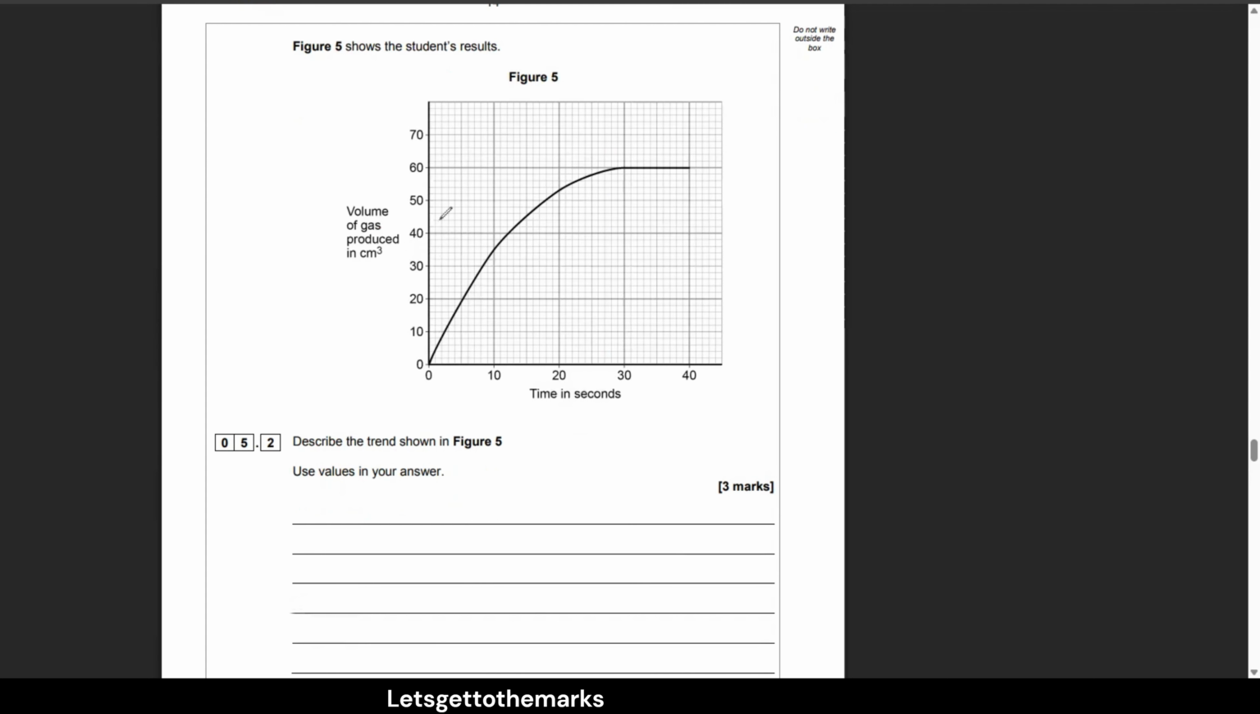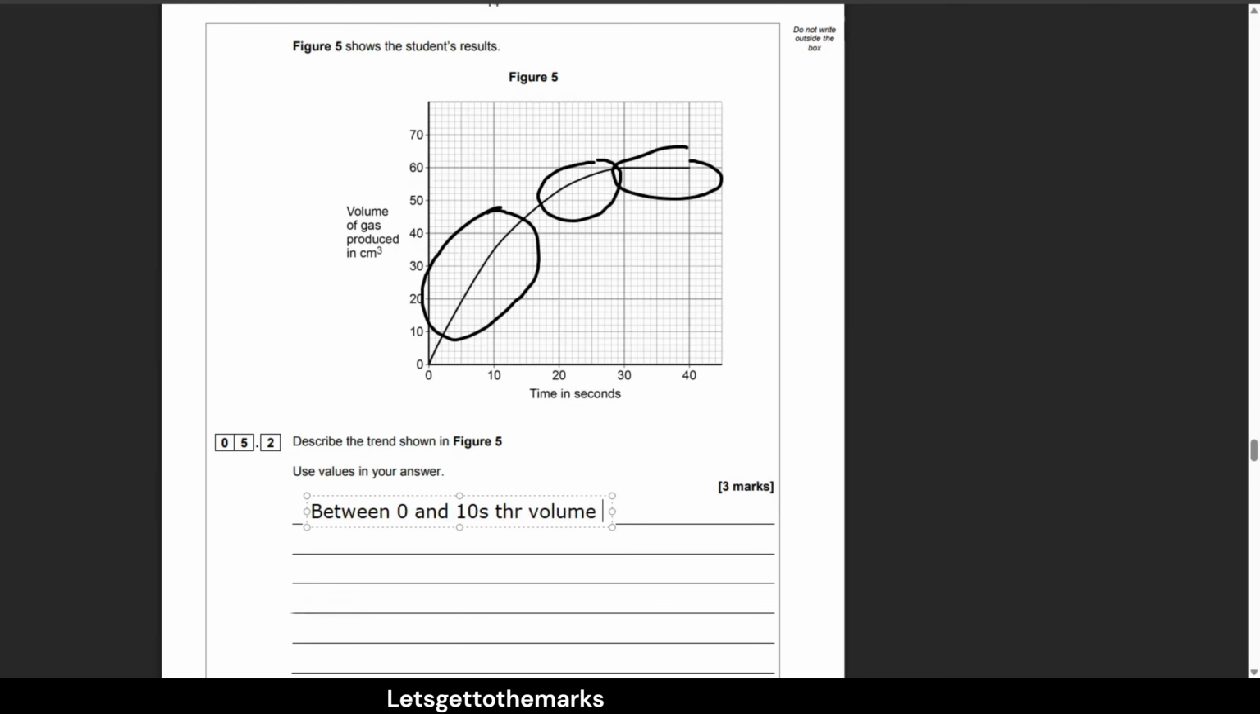But look at this graph. We can see 3 parts to it. So we just need to describe the trend and use numbers to get all the marks. So there's kind of 3 parts. What I want to say is, between 0 and 10 seconds, the volume of gas increases. And that's all you need to say for that mark. You just need to use the numbers.